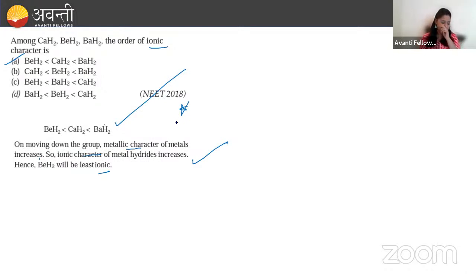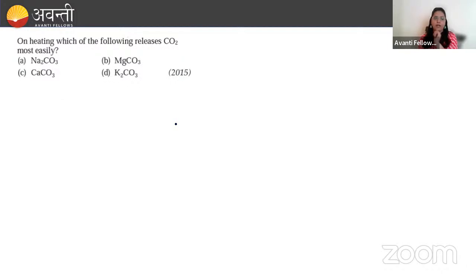Okay. Next problem. On heating, which of the following releases CO2 most easily? So which is going to release CO2 very easily? Sodium carbonate, magnesium carbonate, calcium carbonate and potassium carbonate. What do you think? What will be the answer? All are carbonates. Which will easily remove the CO2?